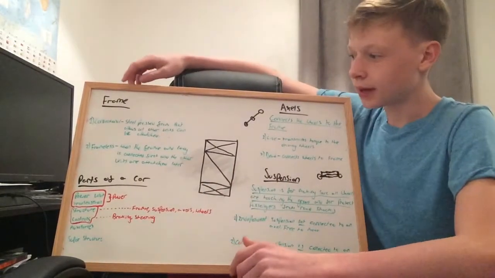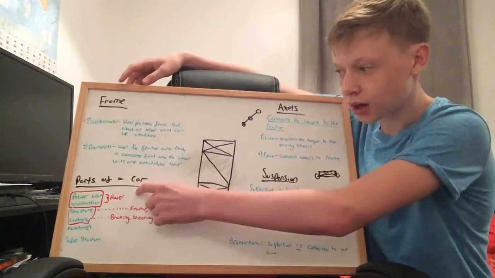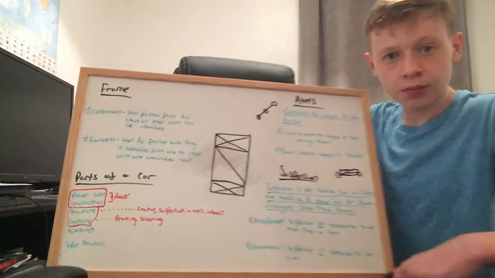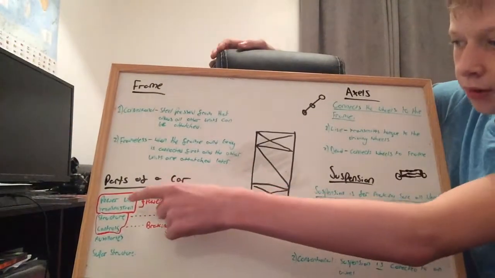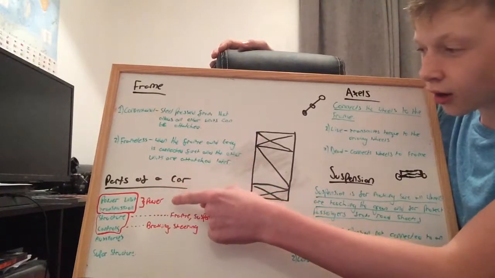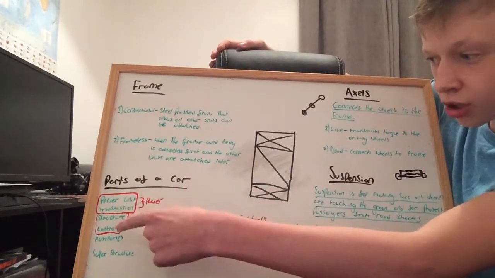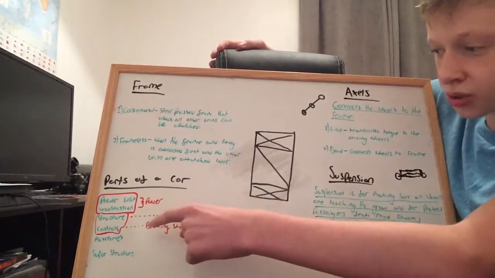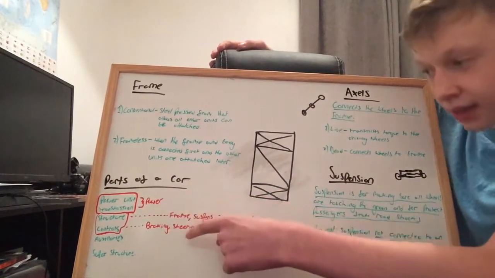So these are our parts of a car. We'll have our power unit and transmission, then the power or driving force of the vehicle. Then we'll have our structure and controls. Structure includes frame, suspension, axle and wheels. Controls contain braking and steering.